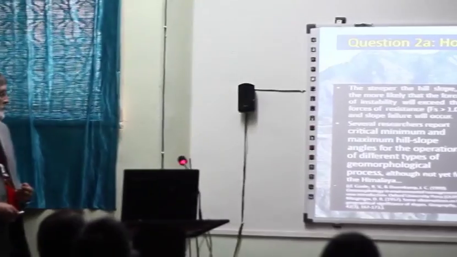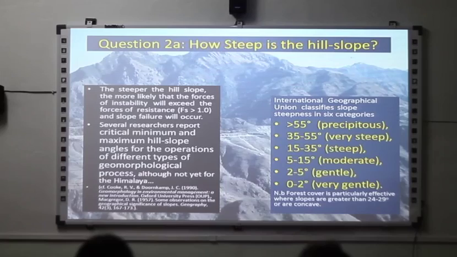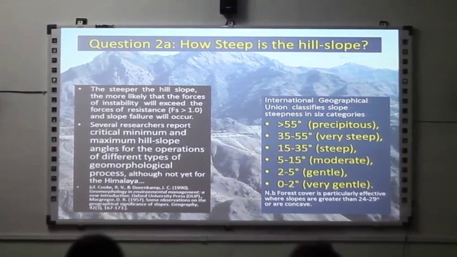One of the interesting things is that people have reported critical minimum and maximum hill slope angles for the types of operations of geomorphological processes, including landslides. We'll get to an example of that from Rio a little later. It's not yet been done for this region or the Himalaya, as far as I know. There was a lovely study done ages ago, back in 1958, by a guy called McGregor in the UK, who was looking at the way different slope angles were used for what purpose in the country, and he produced a slope angle classification for that. That could easily be done for landslides also.